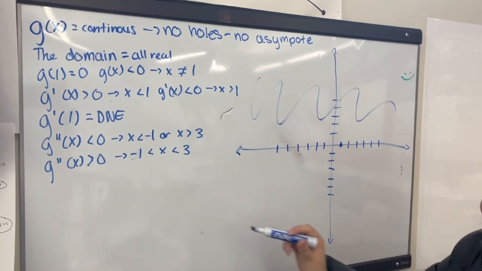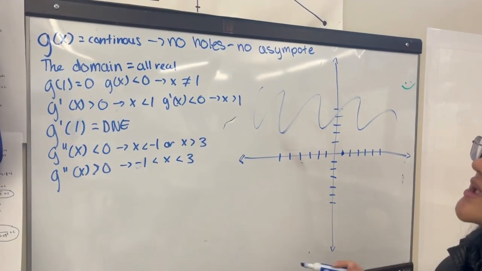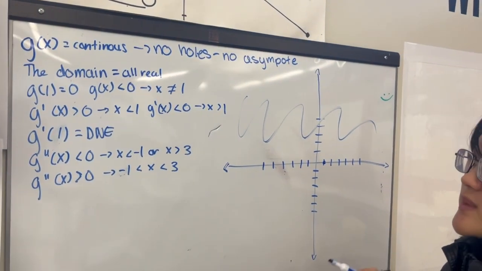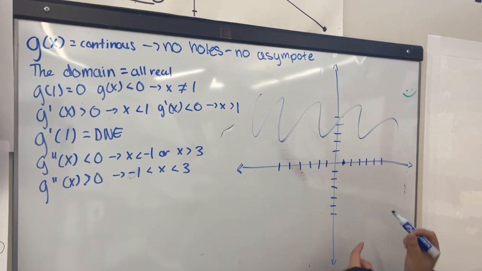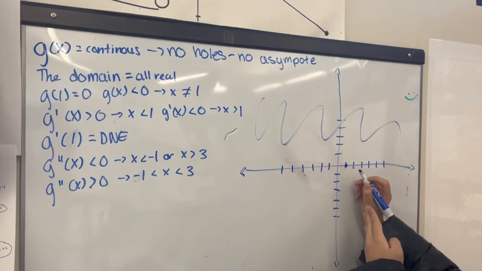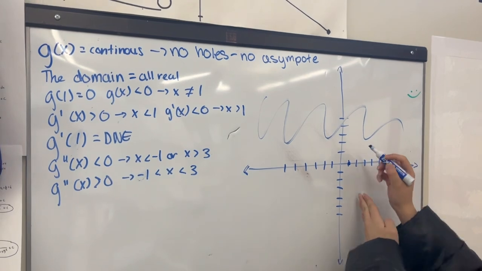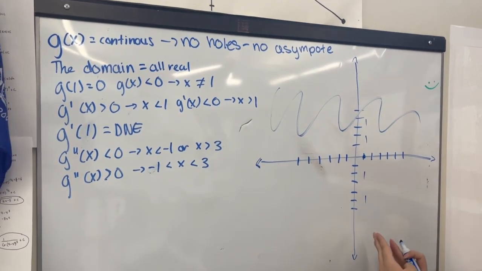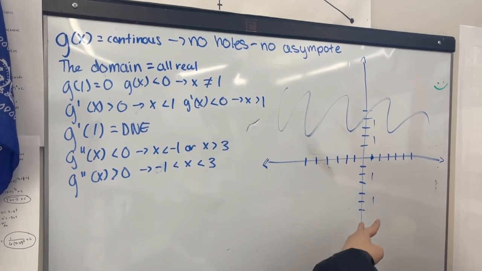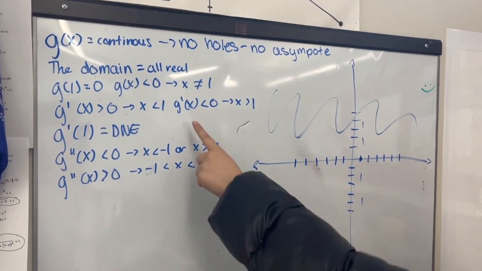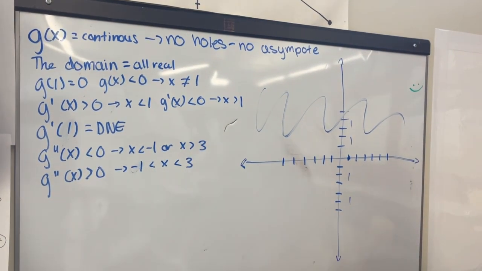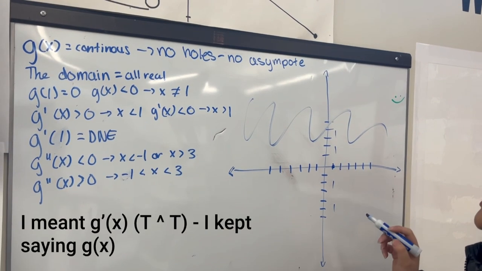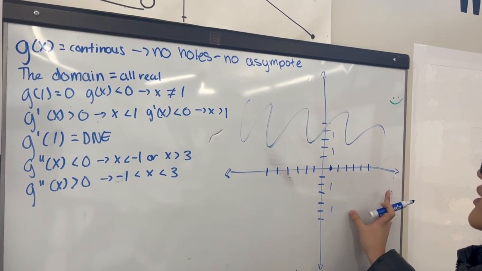And then moving on, the next point is g prime of x, which is talking about slope, is greater than 0. That means it's increasing when x is less than 1. I'm just going to point it out here; this isn't an asymptote. So the slope is positive here. And then g prime of x is less than 0, so it's decreasing when the number is greater than 1.